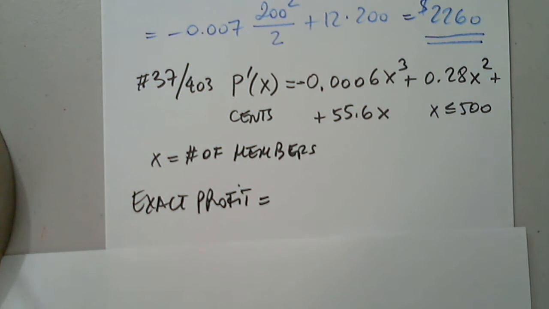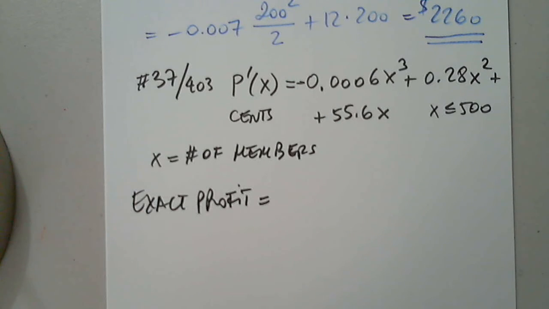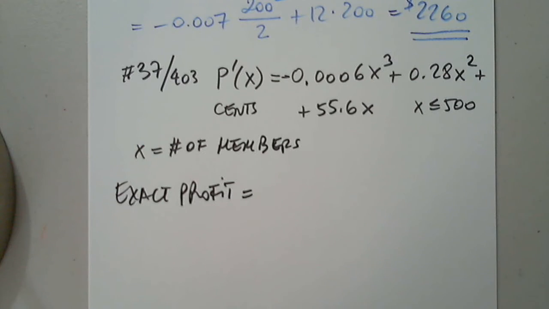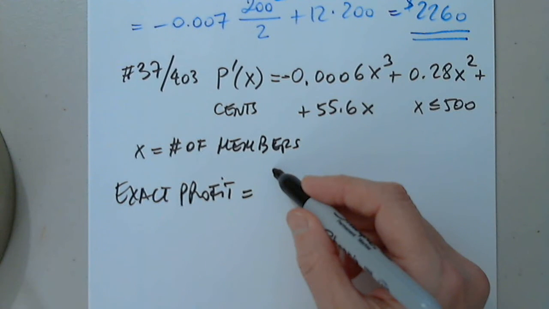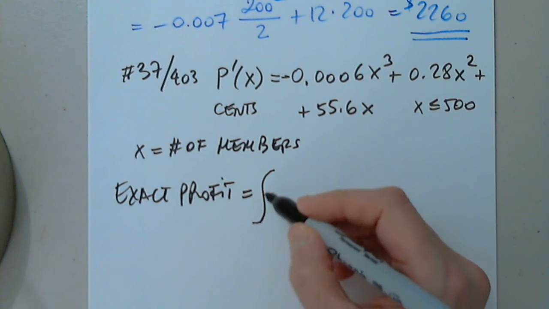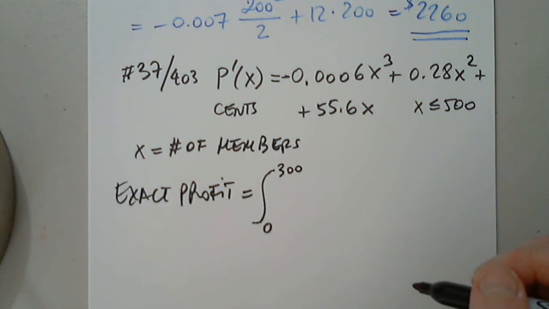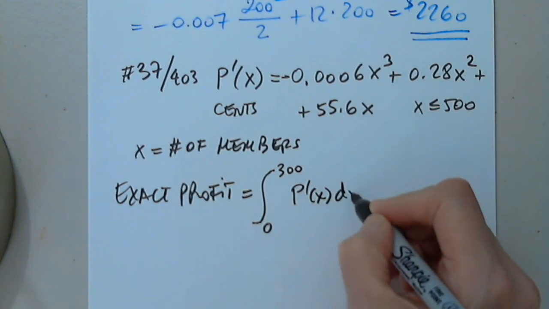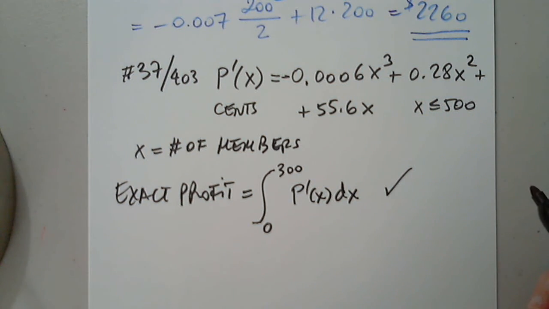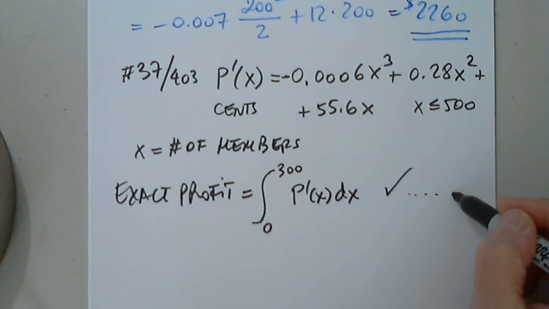Can anyone help us? And then we'll look at what they are asking. But what will the exact profit be? Would it be sigma? The definite, yeah, sorry, definite integral, to 300 members, from p prime of x dx. We can determine this exactly. We put in the function, we find the antiderivative, and we plug in 300 and we subtract when we plug in 0. So we know how to do this.